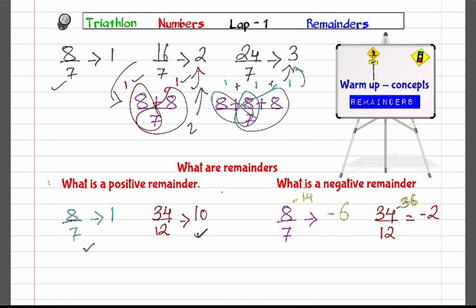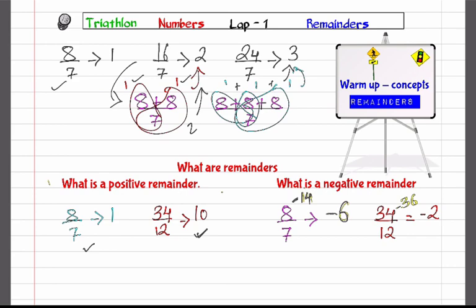Now what is that? 8 divided by 7. So what do you do right now? You take the multiples of 7 and go beyond 8. 7 1s are 7, I'm still not beyond 8. 7 2s are 14. Whatever number you get, you subtract from this number. So 8 minus 14 is nothing but minus 6, and that is now my negative remainder.